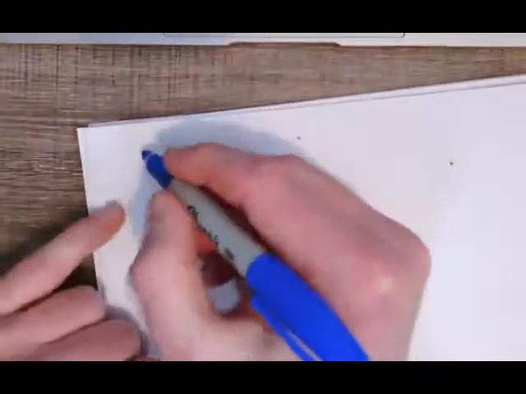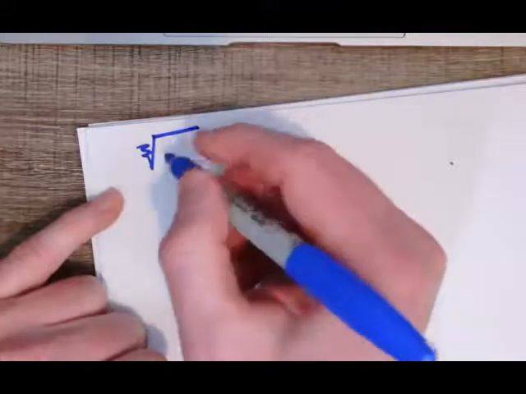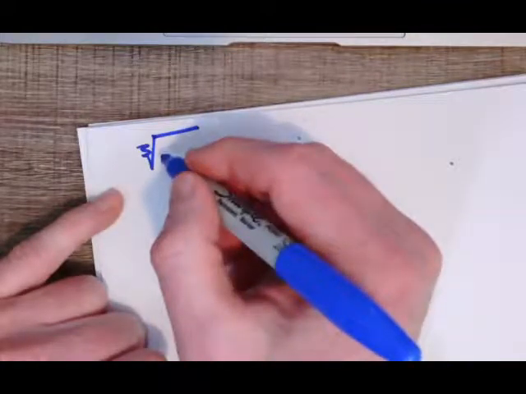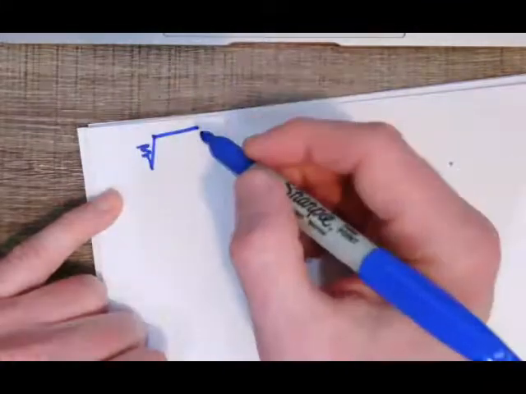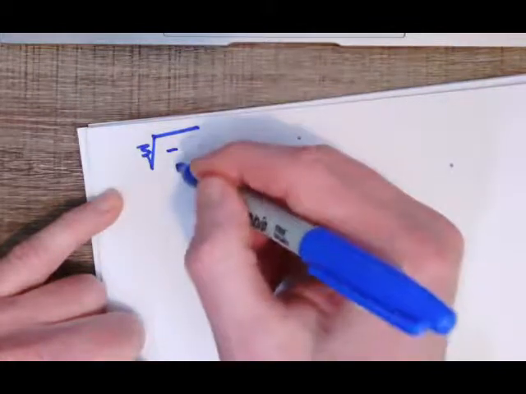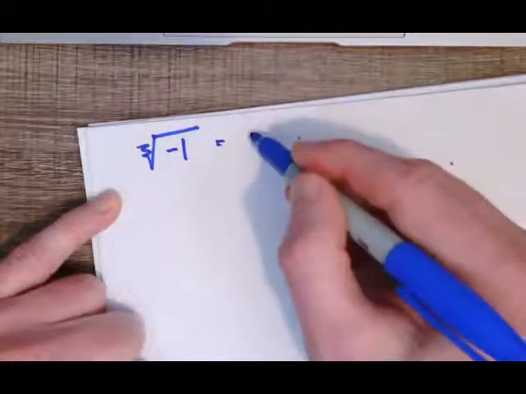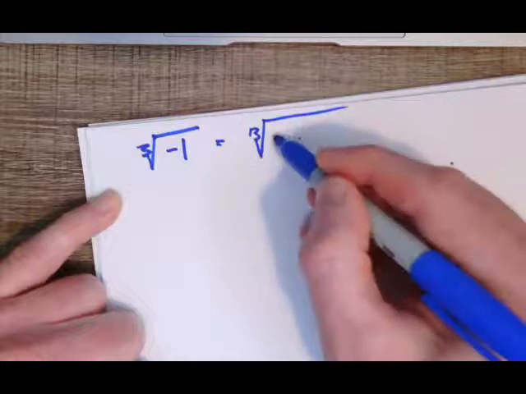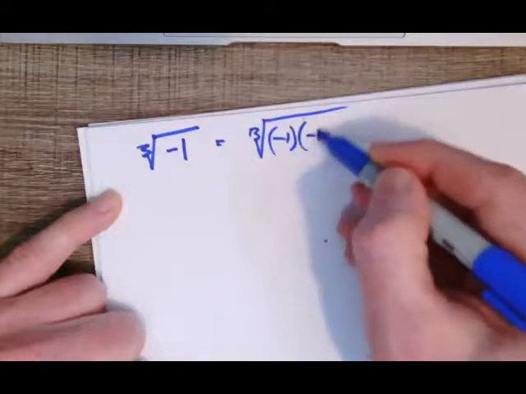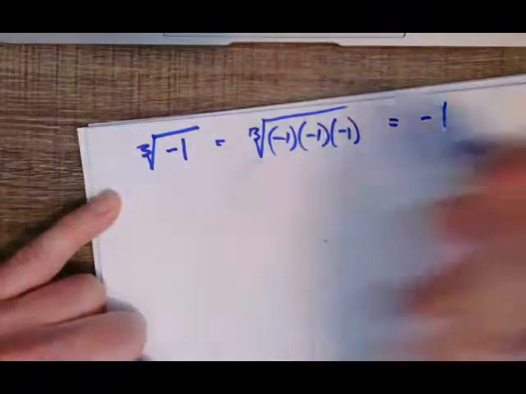Let's just do it with examples. If I have the cube root of, well, you know what? It's not for all of them. Because if I have like the cube root of negative, well, yeah, it is actually. So the cube root of negative 1, that's negative 1 times negative 1 times negative 1, which equals negative 1.